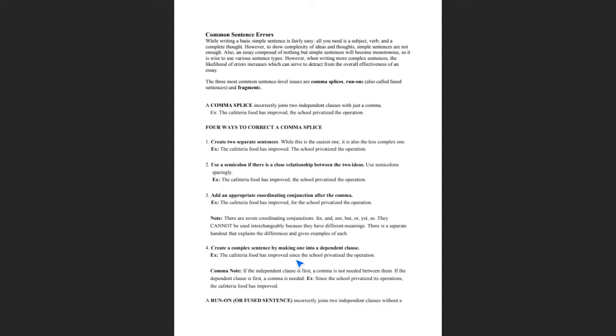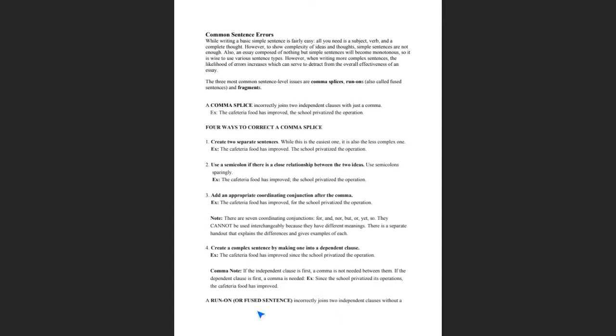There is just one punctuation rule that I want to remind you of. If the dependent clause comes at the end of the sentence, such as in this one here, you don't need a comma. However, if the dependent clause comes first, then you do need a comma. So look here: since the school privatized its operations, comma, the cafeteria food has improved. So if the dependent clause comes at the beginning of the sentence, then you want a comma before you get to the independent clause. But if the independent clause comes first, then you don't need a comma. And once again, this is somewhat of a minor punctuation rule.